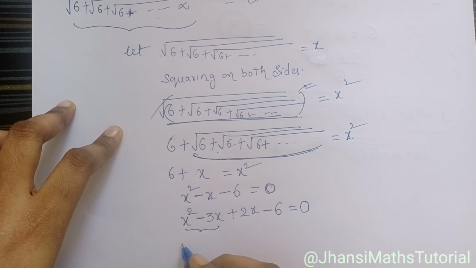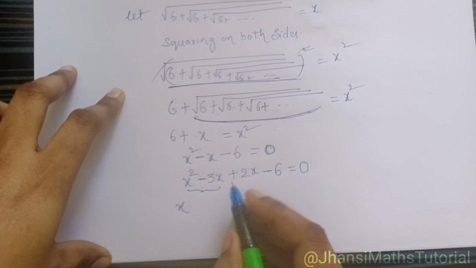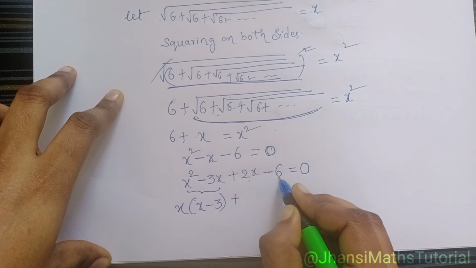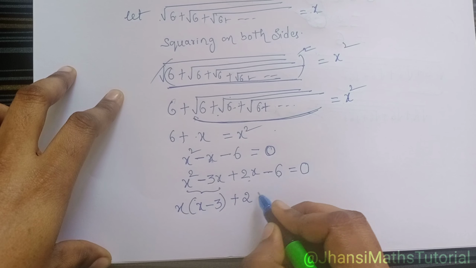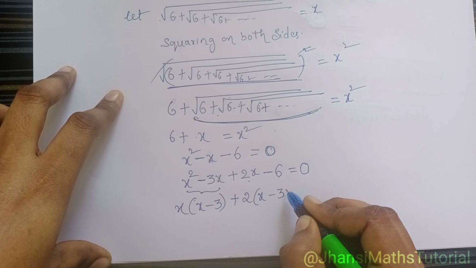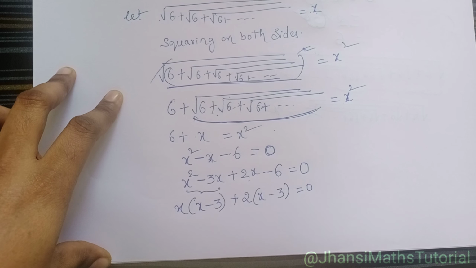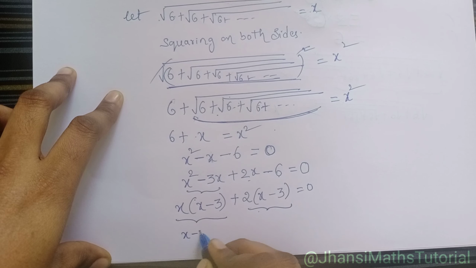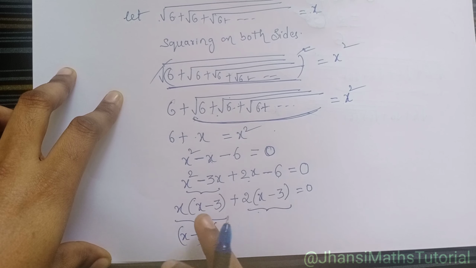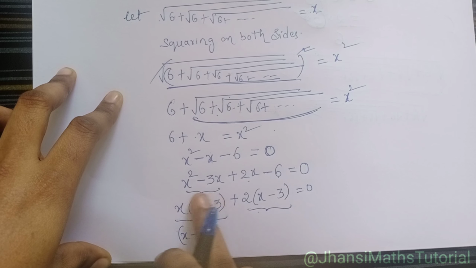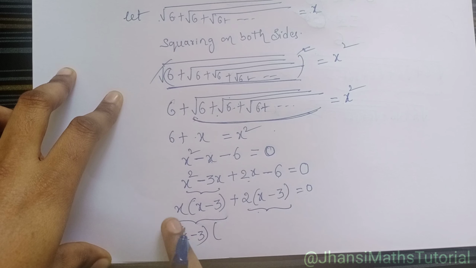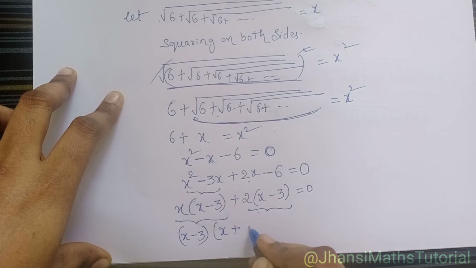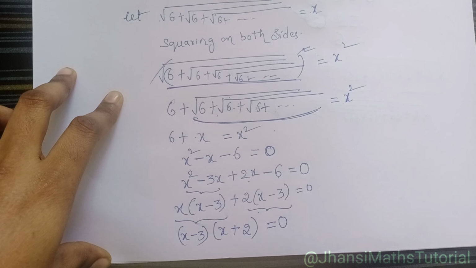Now, in these two terms, we can take x as common. x into x minus 3 plus, from these two terms, we can take 2 as common. 2 into x minus 3 is equal to 0. And again, from these two terms, we can take x minus 3 as common. x minus 3. And what is the left term here? If we take x minus 3 as common, x, and here plus 2 is equal to 0.